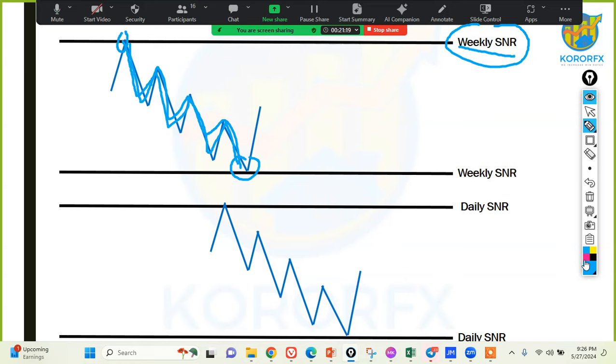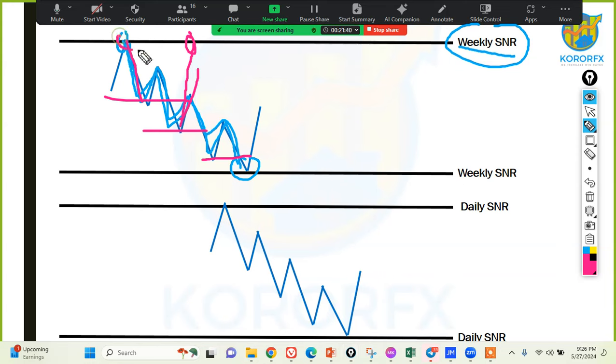That means in this storyline, daily SNRs cannot really reject. If they even reject, it will not be a rejection that will go back from here till there. It cannot go there. We must get a rejection on another weekly SNR.